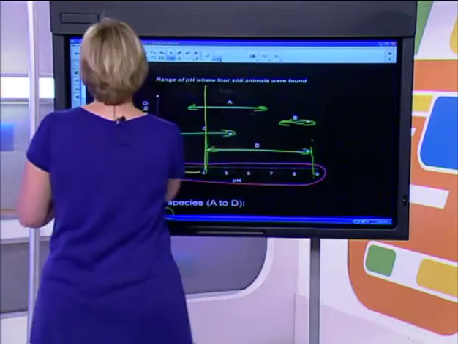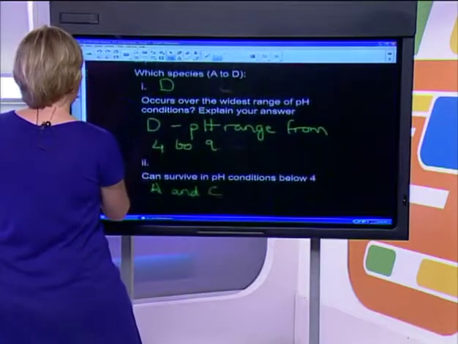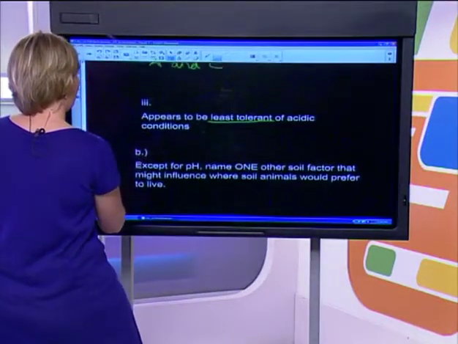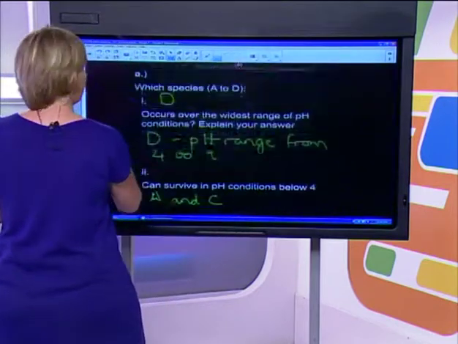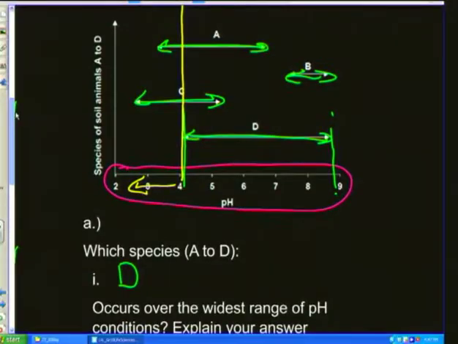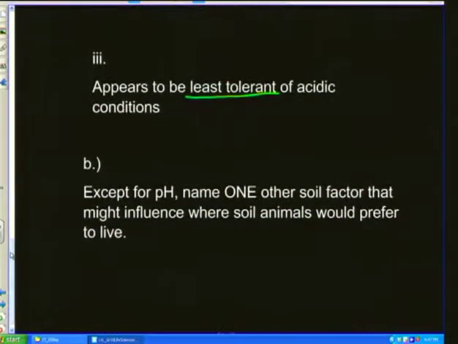So quickly, before we go to a break, because I know it's time for a break, which is least tolerant of acidic conditions? It has to be the one that's nowhere near 7, and it's going to be B. Luni, over to you. Break time.